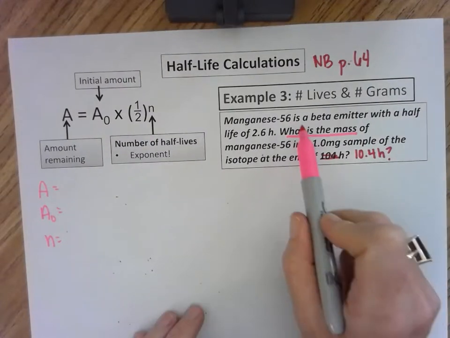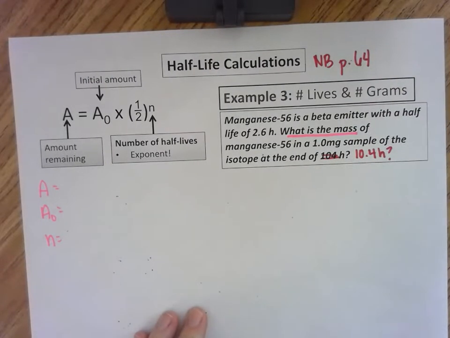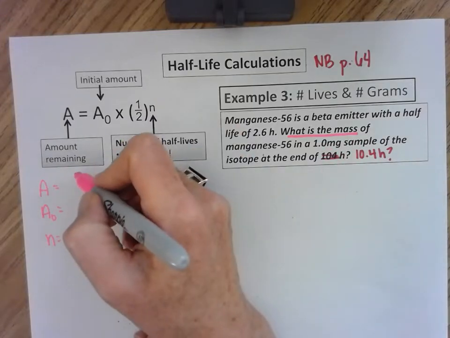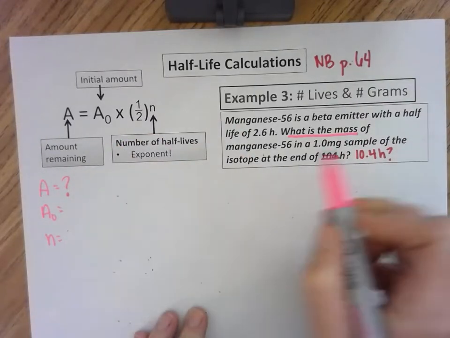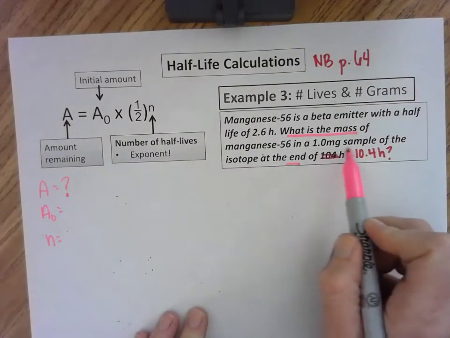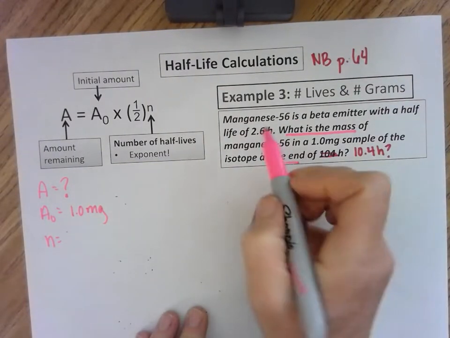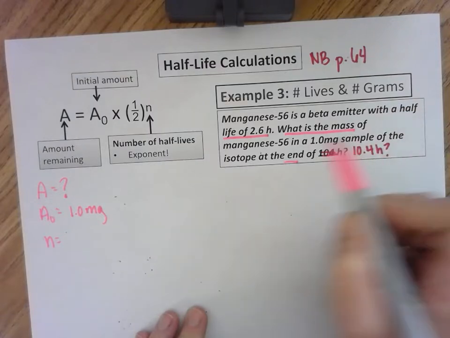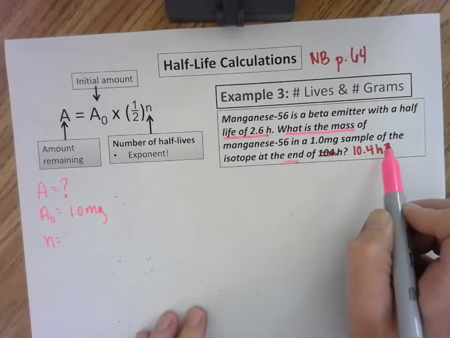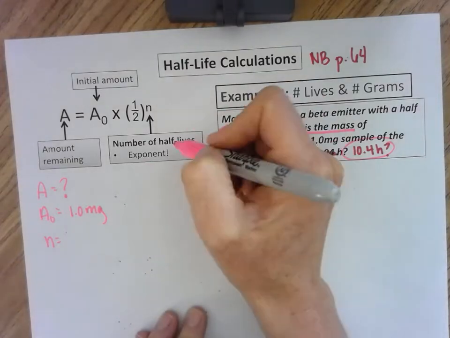So manganese 56 is a beta emitter with a half-life of 2.6 hours. It doesn't give us A, A0, or N. What is the mass? All right, remaining, right, at the end. So amount remaining is a question mark. And we have a 1.0 milligram sample. Now we have that one half-life is 2.6 hours, and we have a total time here of 10.4 hours, but we don't have a number of half-lives.